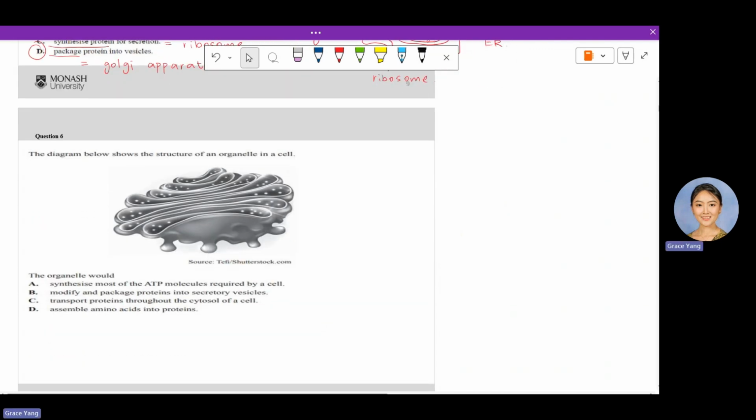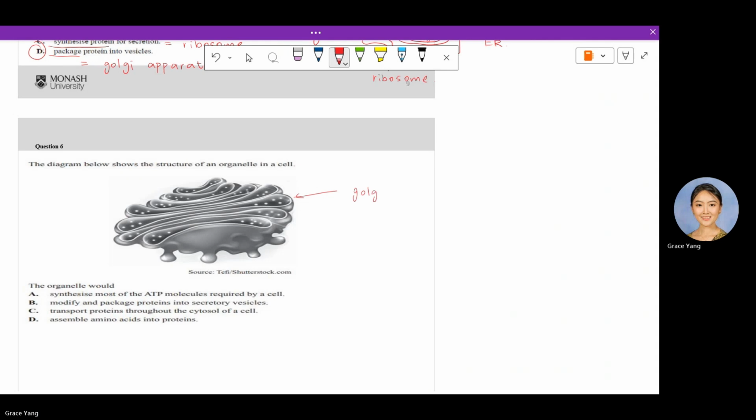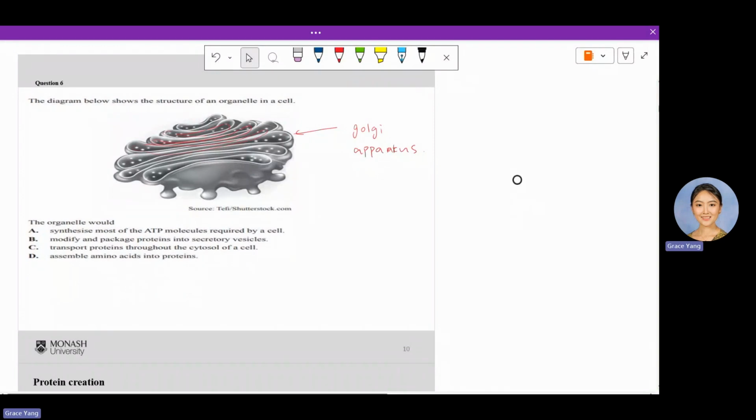Okay, moving on to 6. This is a 3D picture of Golgi apparatus. Hopefully you'll be able to see some parallel stacks. A, these organelles would synthesize most of the ATP molecules. Okay, ATP synthesis, that's energy, so that's a job of mitochondria. B, modify, package. Modify, package, that sounds like Golgi apparatus. So I reckon the answer will be B, but I still will keep reading C and D.